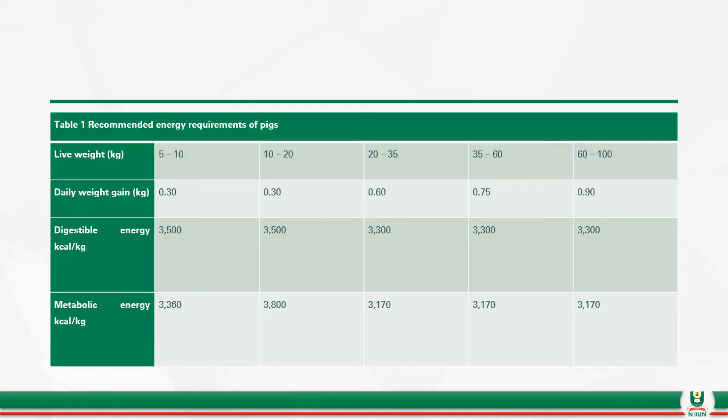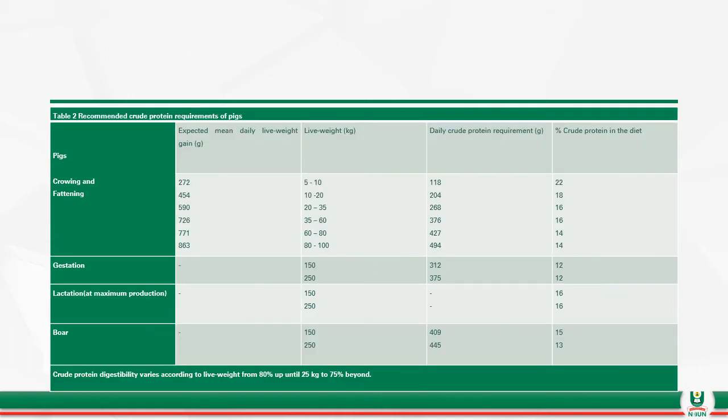Recommended energy requirement of pigs. Take note of the energy requirements as well as the protein. These are the limiting factors in feeds. Table: recommended protein requirement of pigs. Take note of the recommended protein requirements at the various production life of the animals. And in compounding their feeds, put this into cognizance accordingly.